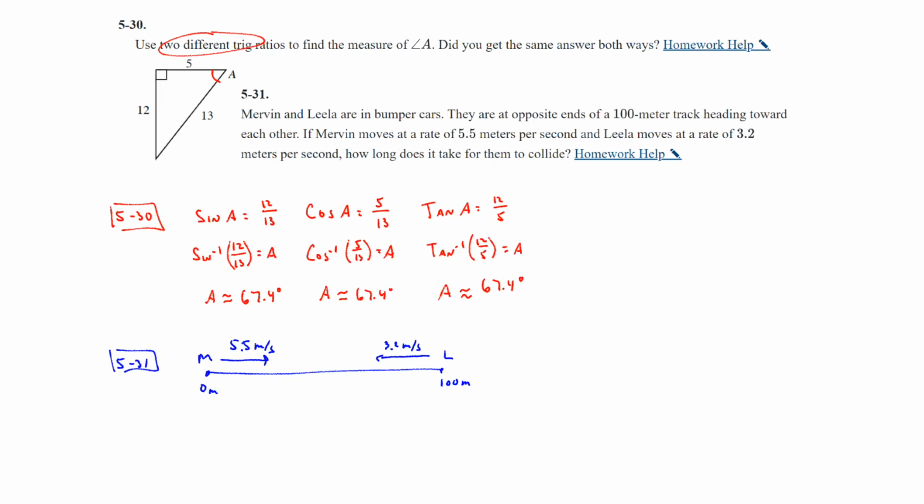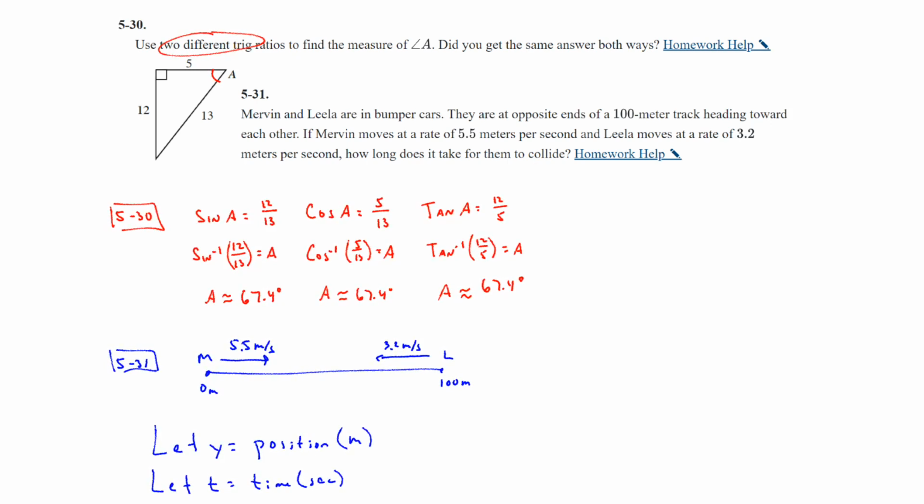So if we write the equation for Mervin, we'll just use y as our distance. Let's do a let statement. Let y equal the position, because we're only looking from 0 to 100. And then we'll use t for time. Let t equal the time that it's going to take in seconds, and then the position will be in meters.